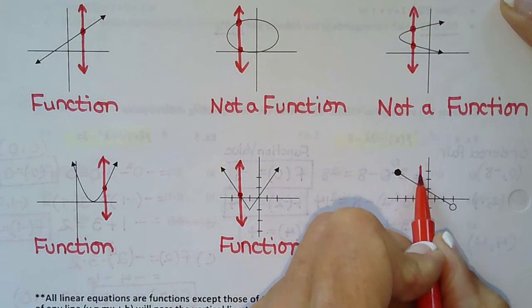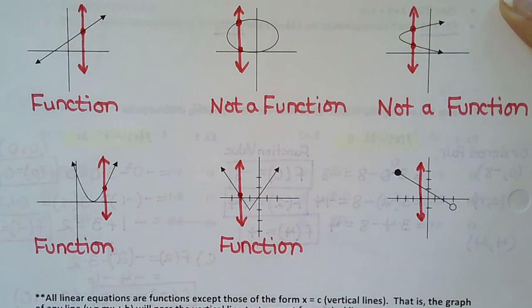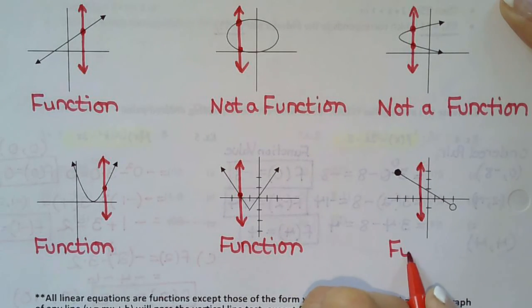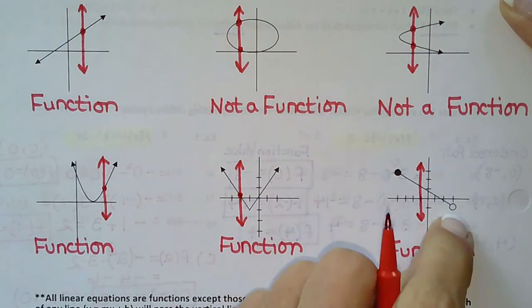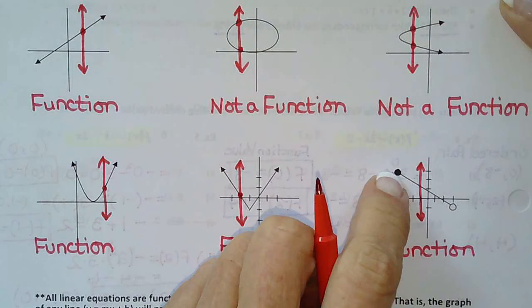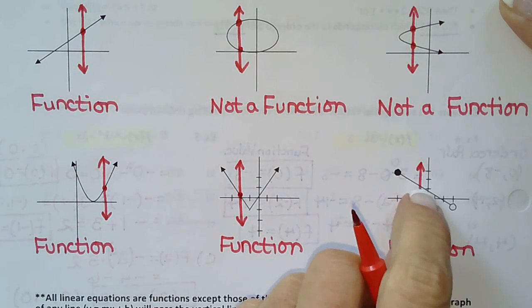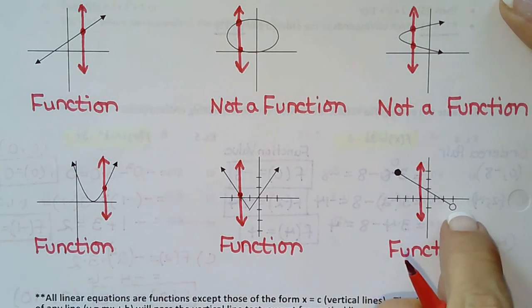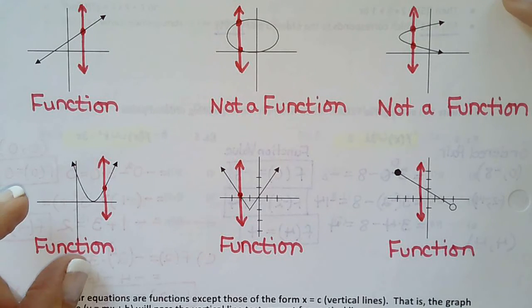And same with this line segment. This is also a function. Notice the endpoints on this line segment. They stand for the same thing they did back when we were doing inequalities. A solid dot means that point is actually a point on the graph. An open dot means the line segment comes right up to there, but this is not actually a point on the graph. So open circle means it's not a point on the graph. Closed circle means it is, just like when we were doing inequalities.